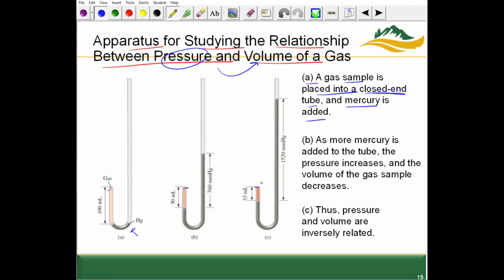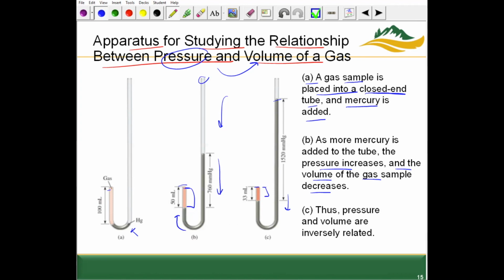So then as more mercury is added to the top of this tube, the pressure increases and the volume of the gas sample decreases, right? Once we're adding more mercury, this is going to compress the gas molecules within this closed end of the tube. Then here, as we've applied a lot of pressure by putting a lot of this liquid mercury into a tube, we've even further compressed the gas.